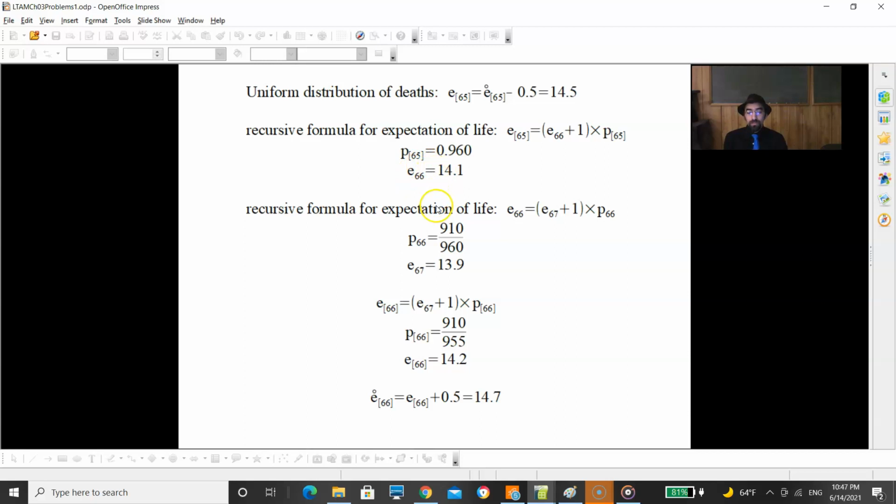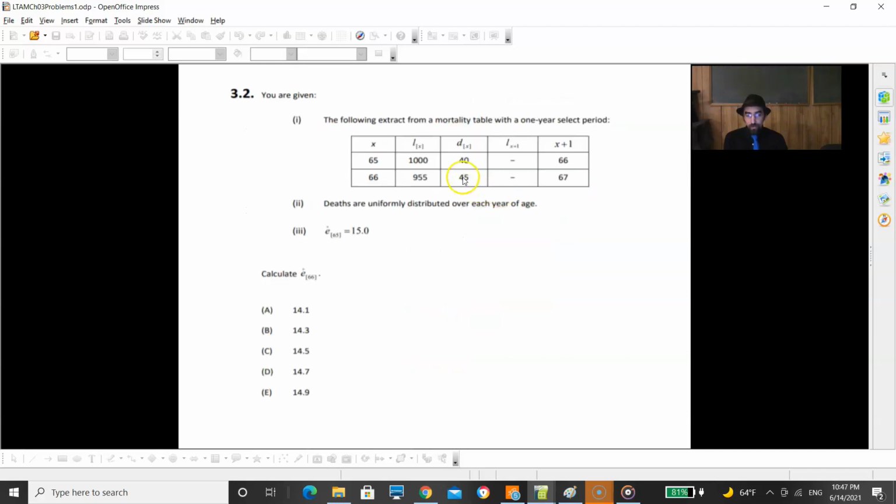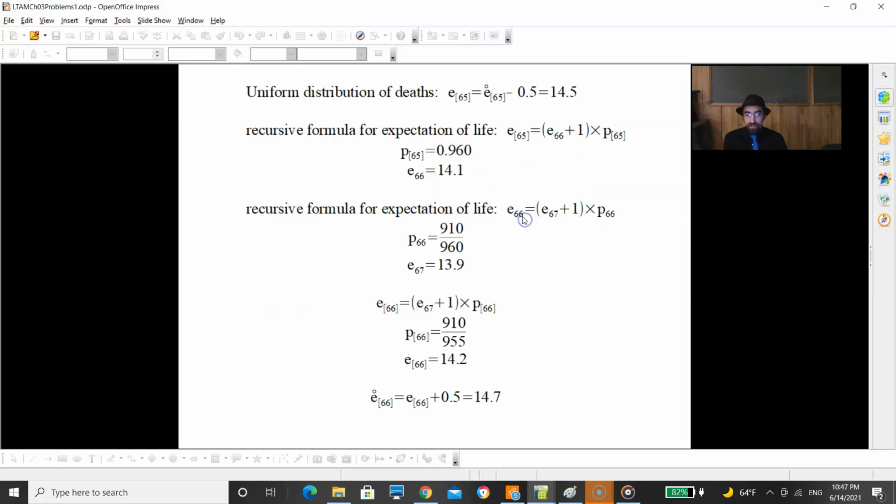Then you can use that, plug into the recursive formula again, to get E67. For that, you need P66. Well, again, we have to fill in this blank here. We started with a 955, we subtracted 45, that means this has to be a 910. So you have this 910 over this 960. And that gets you E67.